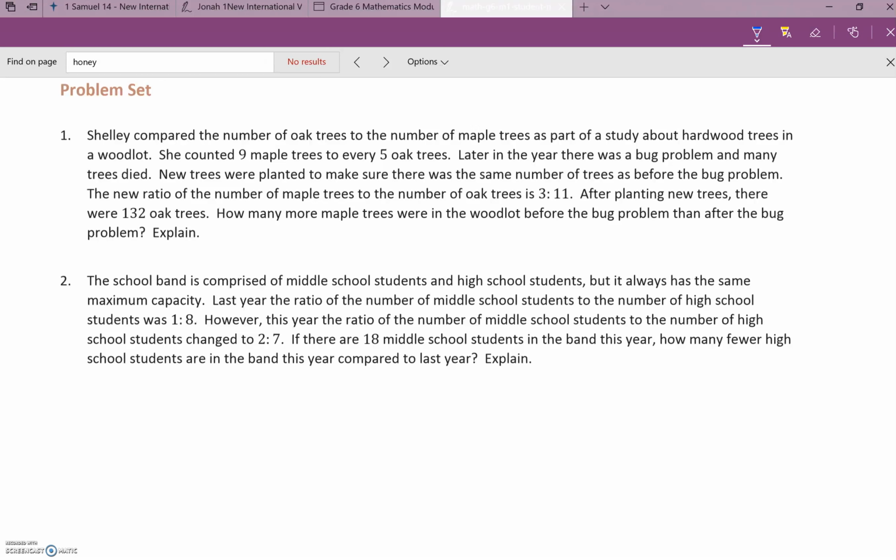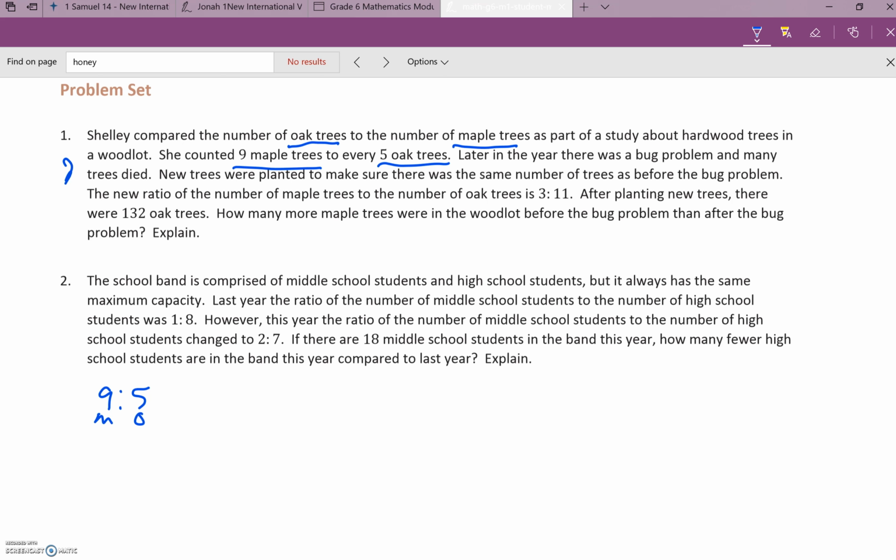All right, so here's our first problem. Shelley compared the number of oak trees to the number of maple trees. So here's what my ratio is. I am comparing oak to maple trees. As part of a study about hardwood trees in a woodlot, she counted 9 maple trees for every 5 oaks. So that is my ratio of 9 to 5, and it is maple to oaks.